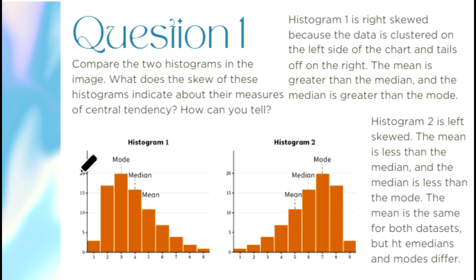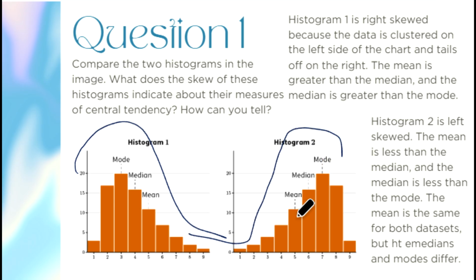Histogram 1 is right skewed, head, tail. Because the data is clustered on the left side of the chart and tails off on the right, the mean right here is greater than the median, and the median is greater than the mode. Histogram 2 is left skewed, head, tail. The mean is less than the median, and the median is less than the mode. The mean is the same for both data sets, but the medians and modes differ. The mean is both 5, okay, but the others are different. It's like a mirror image.